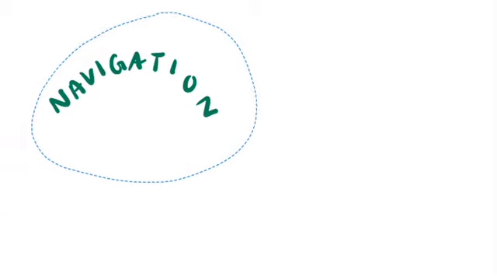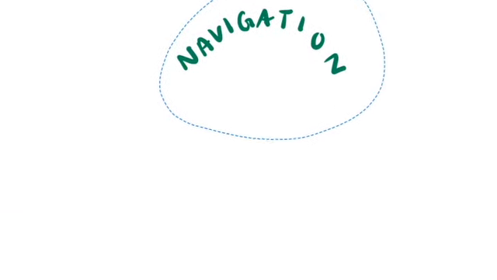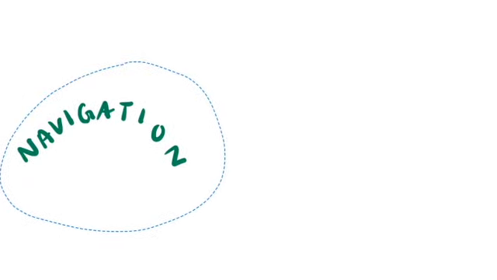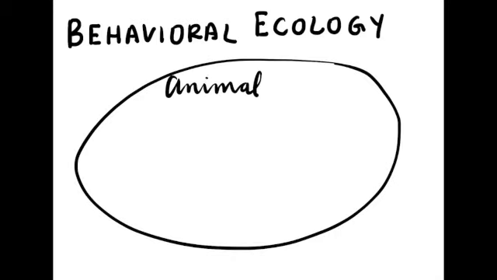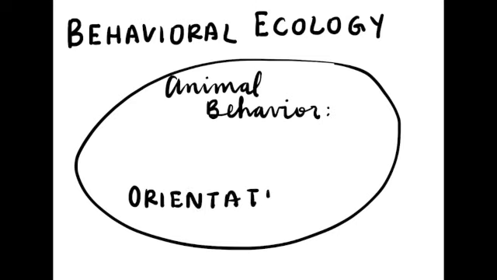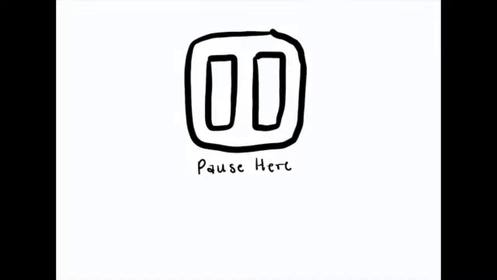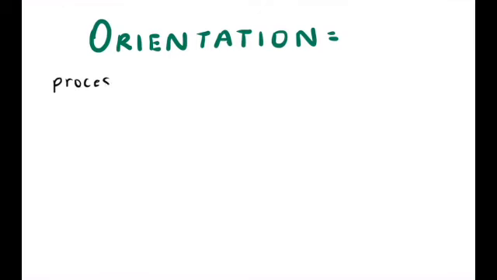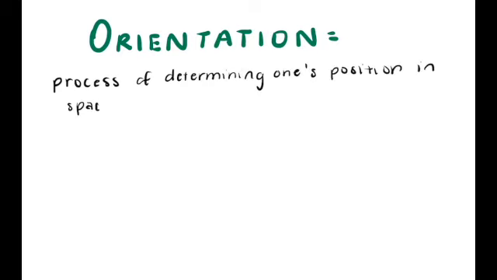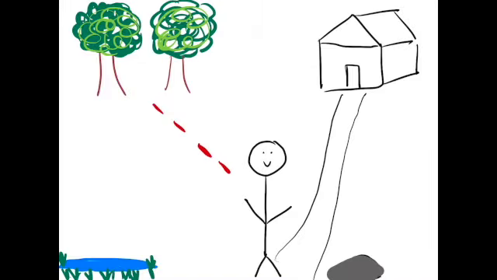So far, we have been tossing around the word navigation pretty casually. It is important we understand its meaning in terms of behavioral ecology. But first, let's define orientation in the context of animal behavior. What is orientation? Orientation is a process of determining one's position in space and maintaining a proper direction. In other words, orientation is knowing where you are relative to other things in your environment.